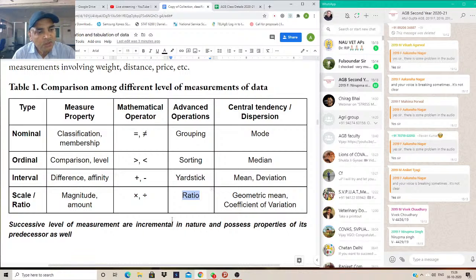Okay. So these are the different types of data. For nominal and ordinal, we have qualitative data. And for scale or ratio, we have quantitative data. Okay. So this is the difference between the different types of data being measured and how they are being categorized.